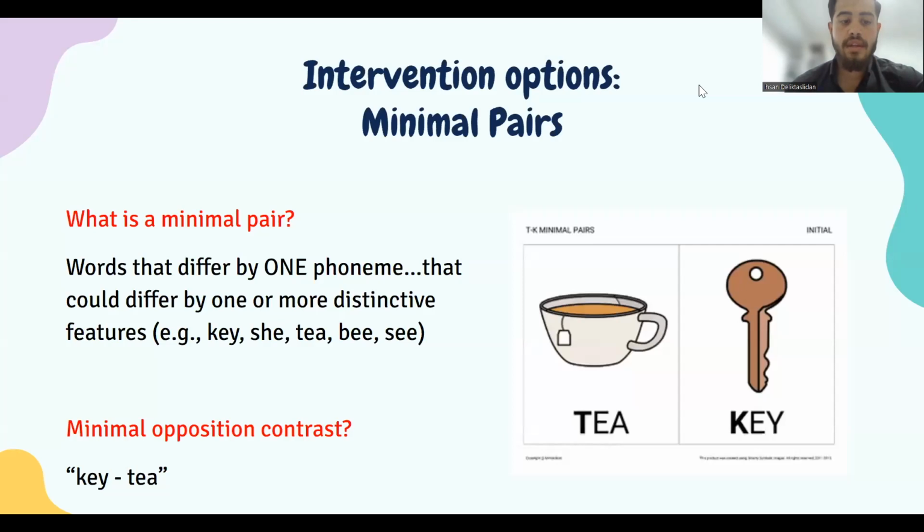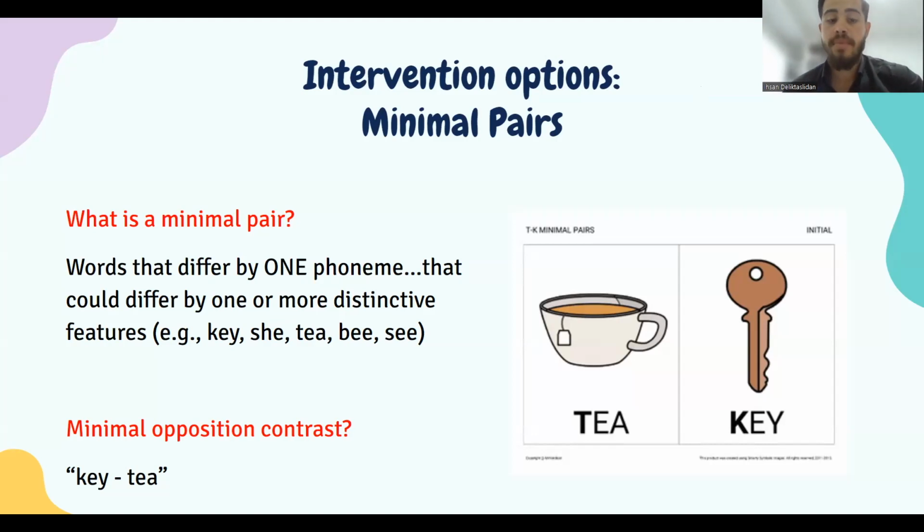Now, let's take a brief look at an intervention for phonological impairment. The most common and well-known intervention is minimal pairs. Minimal pairs are words that differ by one phoneme. For example, key, she, t, or b. Being one of the oldest and most well-known contrast to phonological interventions, it is well established and used frequently when targeting phonological processes.